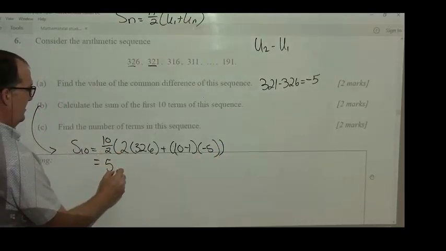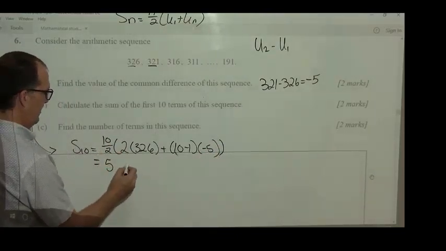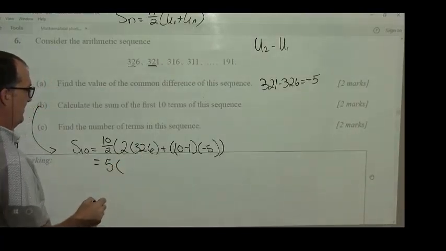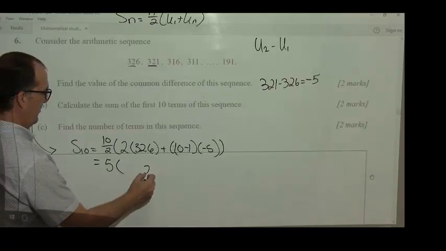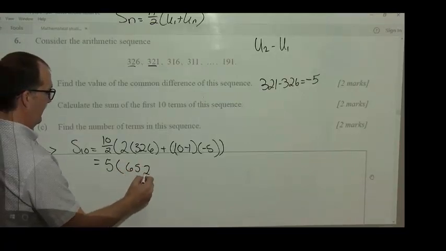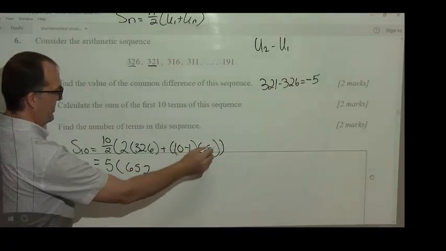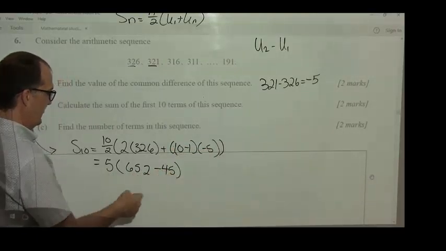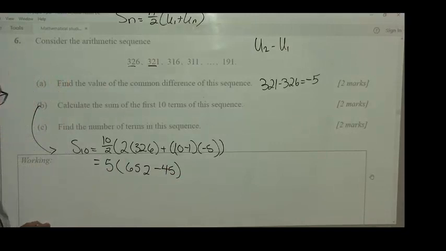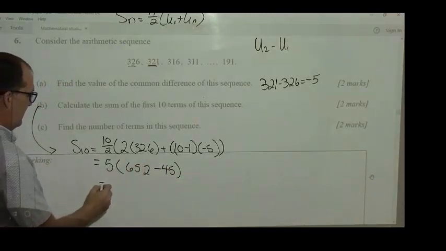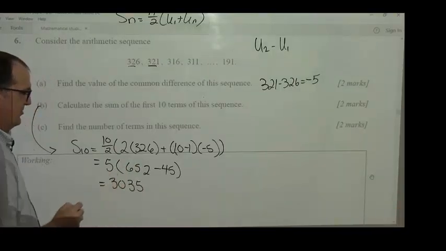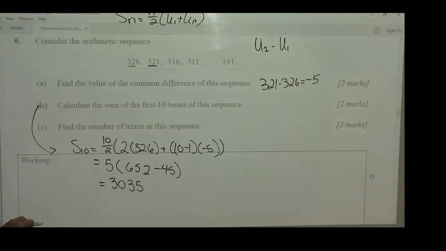Before I go to my calculator, I can just shorten this up a little bit. That's going to be 5. 326 times 2 is 652. This is 9 times negative 5, so that's minus 45. And just trying to make my life a little bit easier, when I go to my calculator, I can shorten that up, and I can tell you the answer is 3,035.